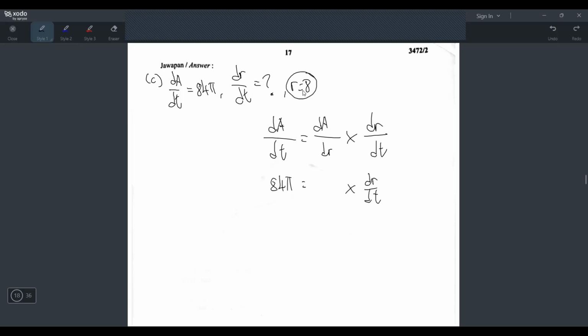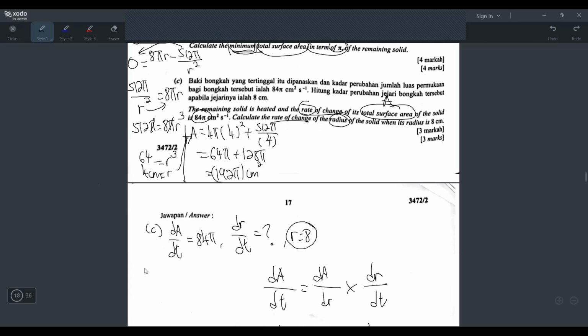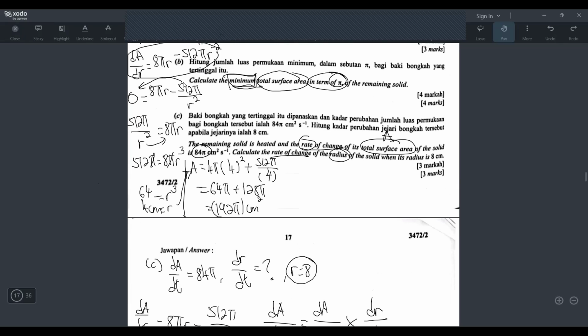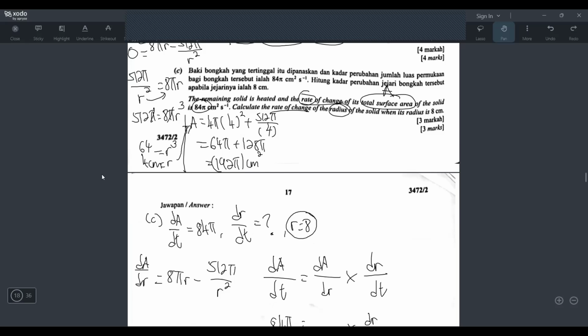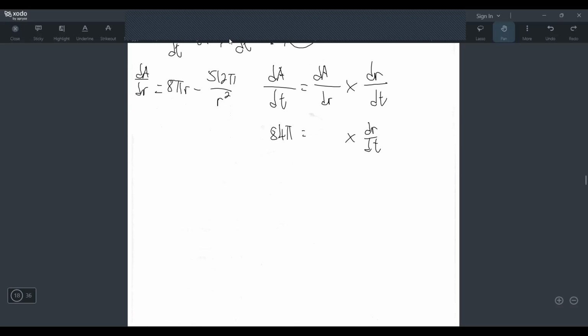Did you realize they give you r equals to 8? This r equals to 8 is for you to sub in after you find the dA dr. Okay, and you already have your dA dr. It's this one. Or you can also say 8 pi r minus 512 pi. So your dA dr is actually this one, 8 pi r minus 512 pi over r square. It's actually same with the baris yang sebelum ni. Ya, sama. Yang sebelum baris ni sama saja. Okay, it's the same.